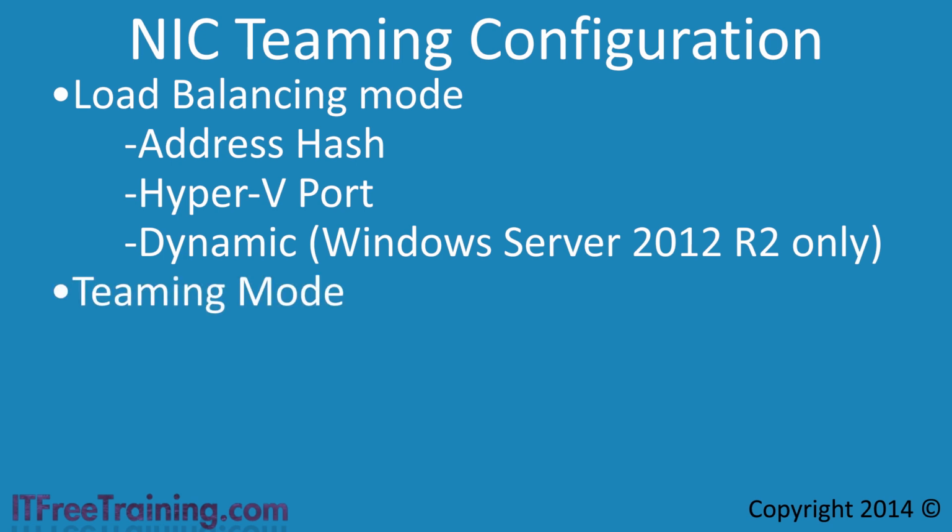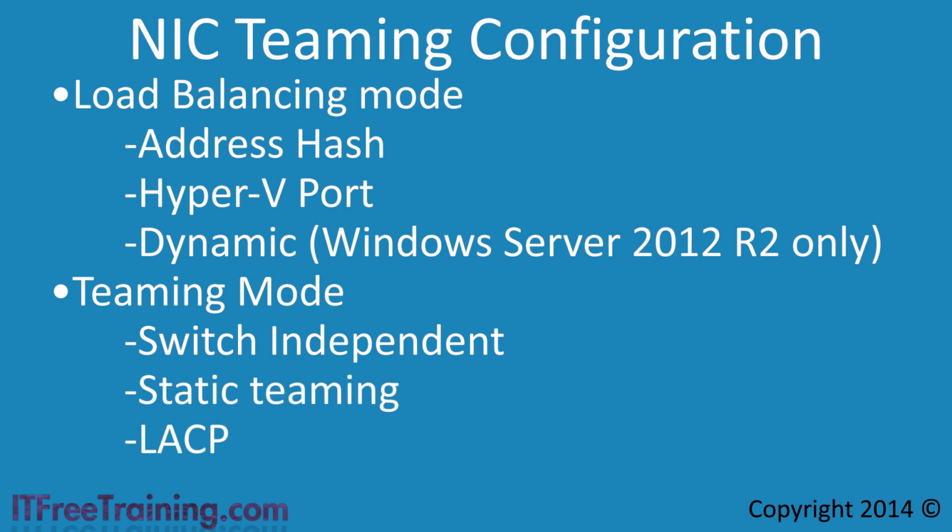Some network switches have support for load balancing. If your network switch does not have that ability or you do not want to use it, the first mode, switch independent, should be used. This mode does not require any hardware support on the switch. The next 2 modes are static teaming and LACP. Both these modes require your network switch to support the required load balancing protocol. If you are prepared to configure your network switches, these options allow better utilization of your network cards.